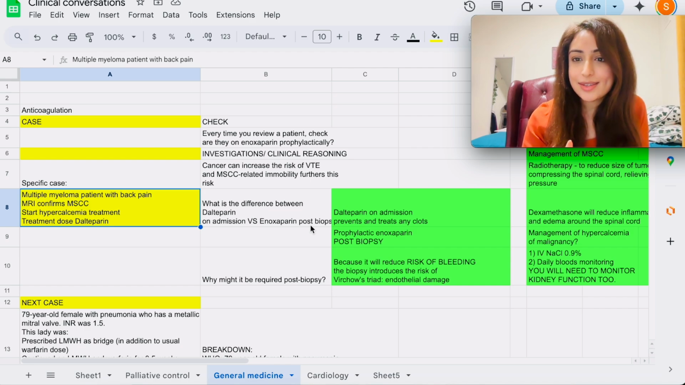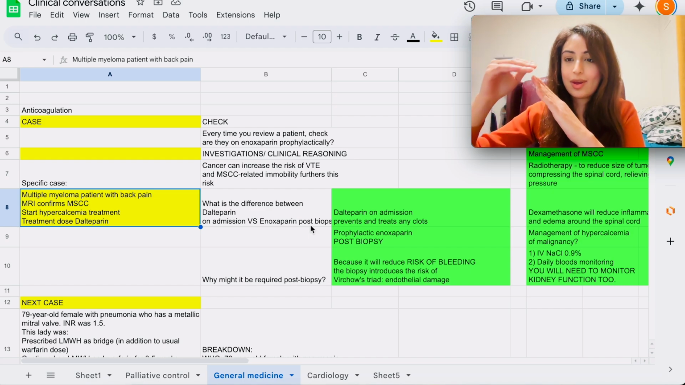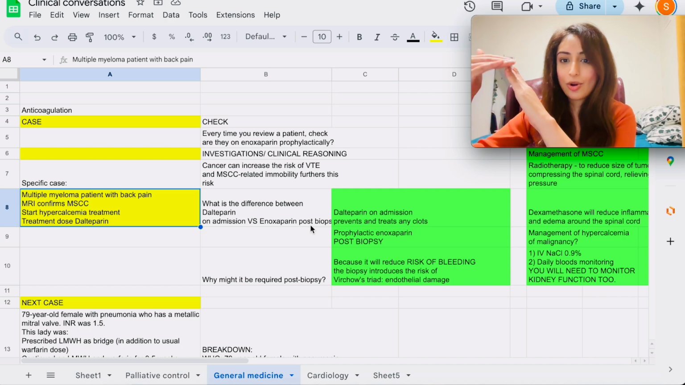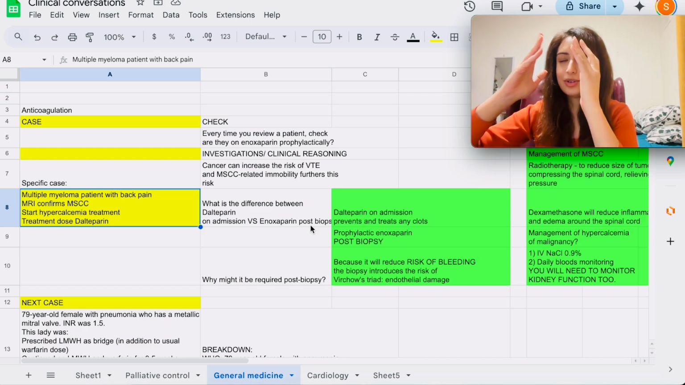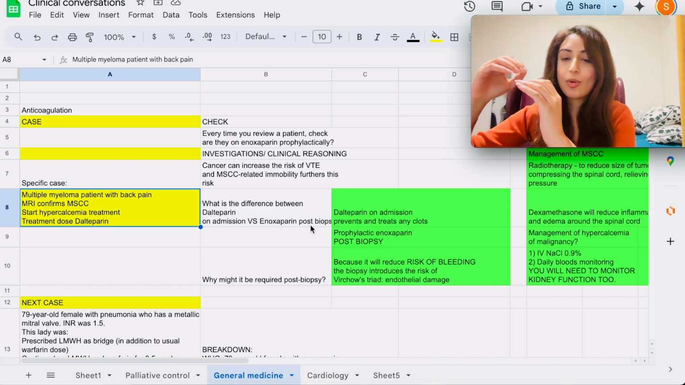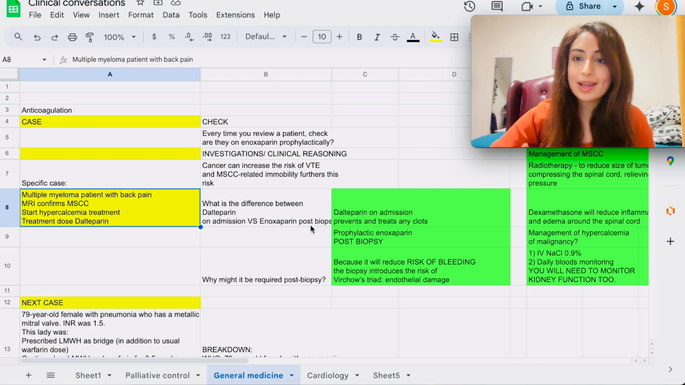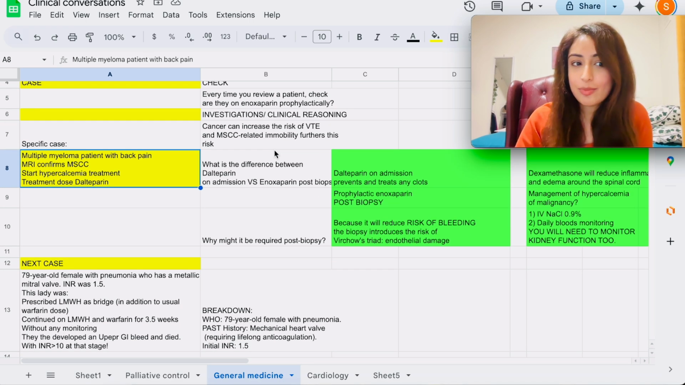When it comes to these cases, think about it as a staircase. Going up the staircase is the risk of the patient forming a clot, and going down the staircase is what you give as an anticoagulant. So think about a patient with a staircase, getting more and more prone to clots going up. And whenever we give anticoagulants, you are making that patient more prone to bleeding, which is the opposite. Okay, so every time you review a patient, check, are they on enoxaparin prophylactically?